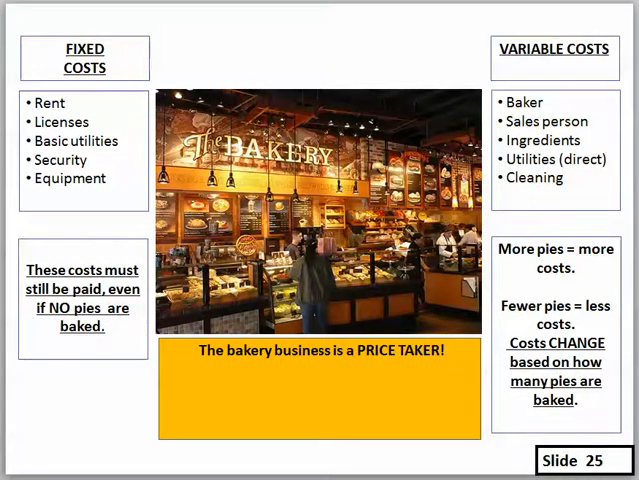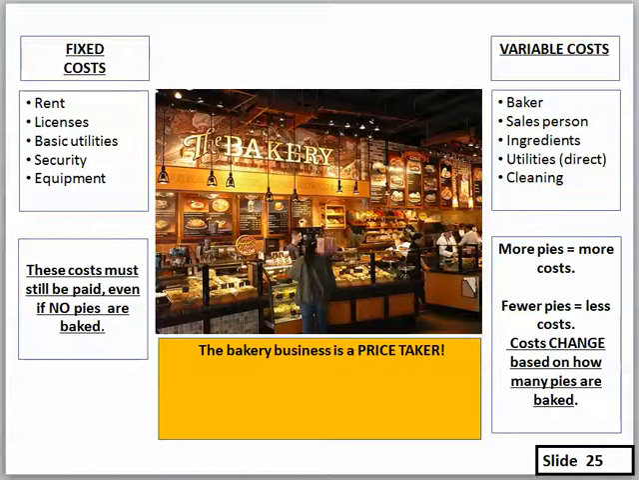Now, remember also that because we're dealing in what's called a perfectly competitive market for our supply and demand model, we're assuming that our bakery is a price taker. What does that mean? Well, it's a small operation. There are many other bakeries in a large community, and our customers know what the other bakeries are charging for their products.